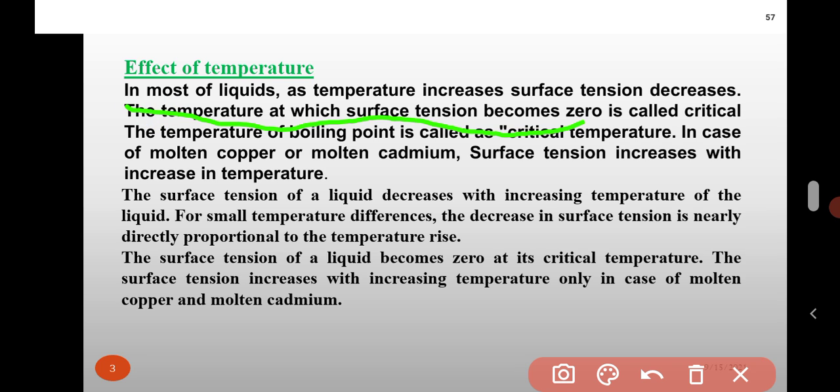The temperature at which surface tension becomes zero is called the critical temperature. The surface tension of a liquid decreases with increasing temperature of the liquid. For small temperature differences, the decrease in surface tension is nearly directly proportional to the temperature rise. The surface tension of a liquid becomes zero at its critical temperature. The surface tension increases with increasing temperature only in the case of molten copper and molten cadmium.